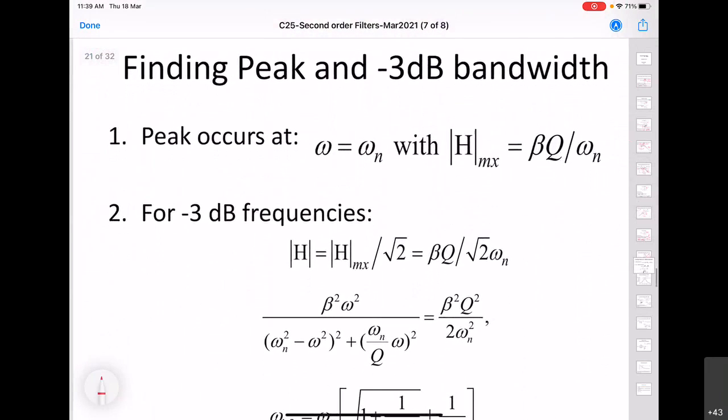Now one can find out an expression for this minus 3 dB bandwidth. So here also one has to differentiate the transfer function with respect to omega and set it equal to 0 to find out that omega for which the peak occurs, this omega max. And in this case, omega max turns out to be equal to omega n. And the maximum value that will occur is given by beta Q divided by omega n.